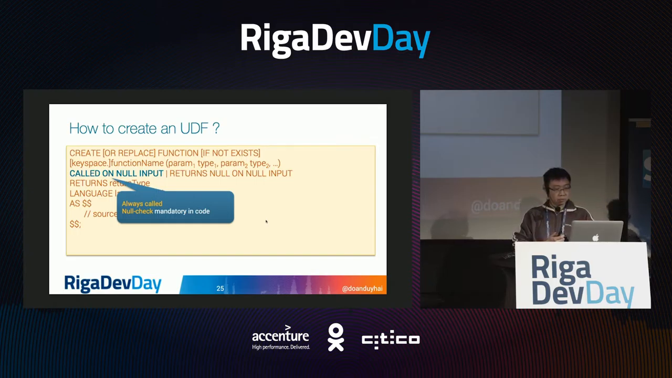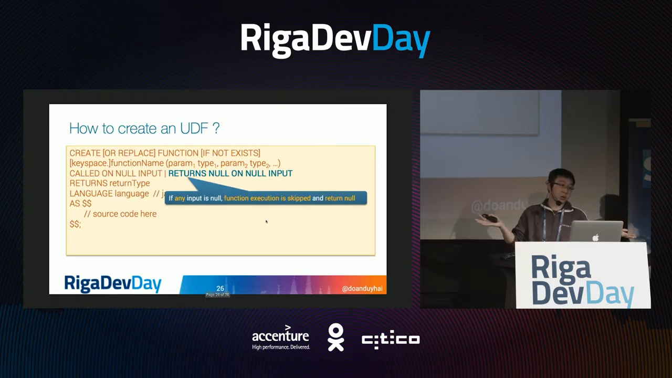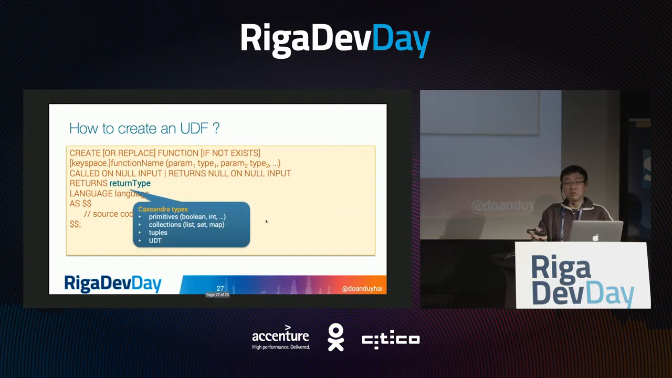It means that your function will always be triggered. We don't care about null values for your parameters. It means that in your source code, you need to perform a null check. Otherwise, null pointer exception. Okay. Or you can say returns null on null input. It means that if only one of the parameters is null, Cassandra will not execute the function and will return null directly. So in this case, you are sure that you will never have a null pointer exception because we skip the execution of the function if there is any null parameter.